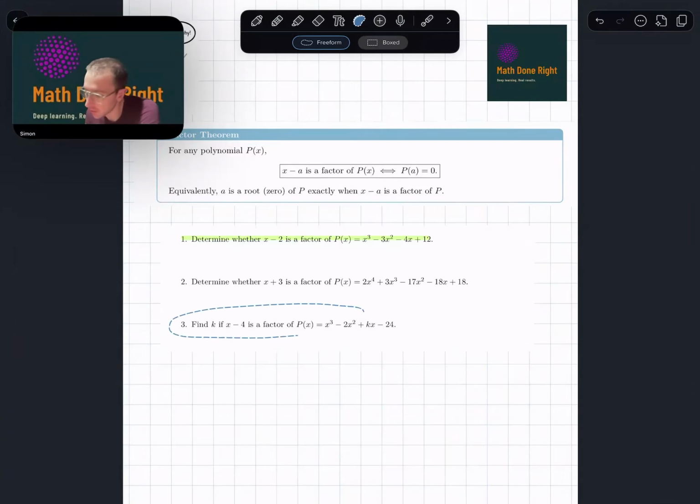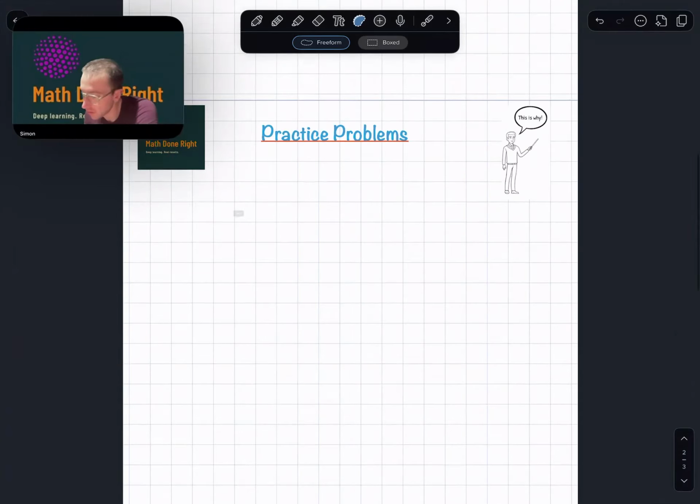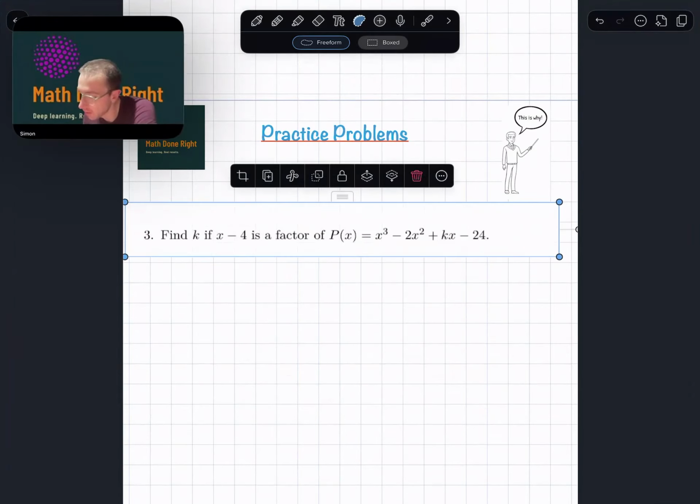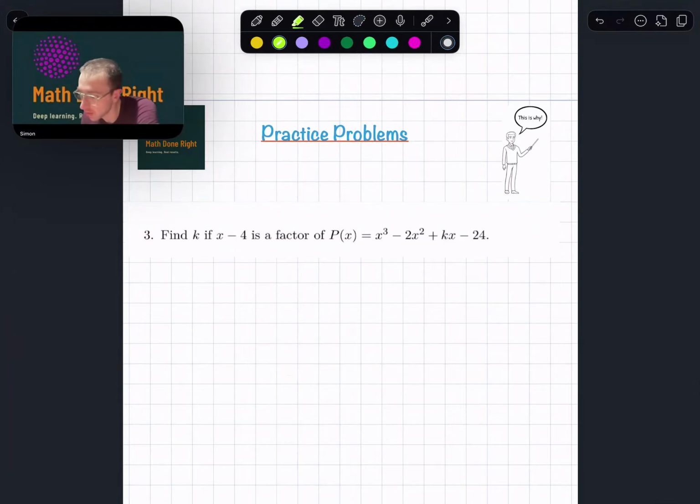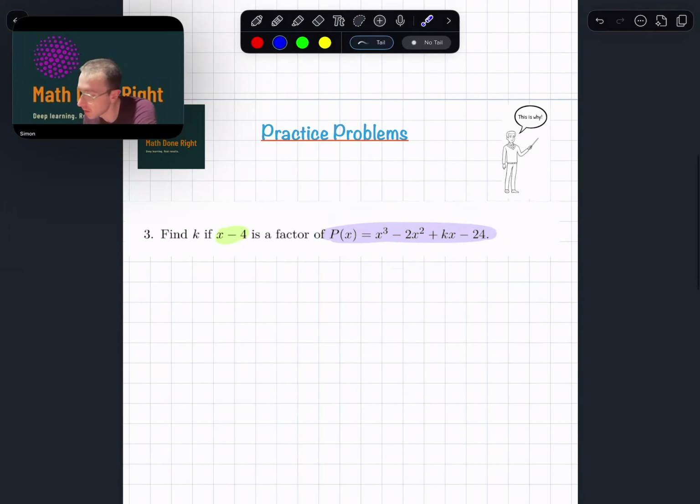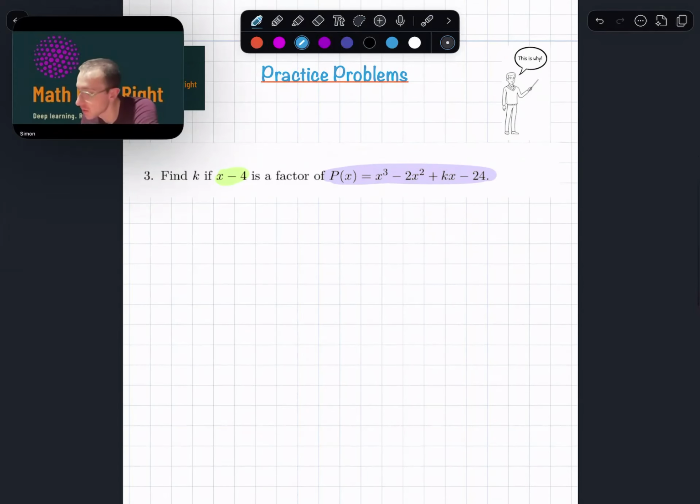Okay, so let's do another factor theorem problem. We have a so-called k question. We want to find the value of k that is going to make x minus 4 a factor of this polynomial. P of x is equal to x cubed minus 2x squared plus kx minus 24. And of course, this is going to happen if and only if p of 4 is equal to 0.